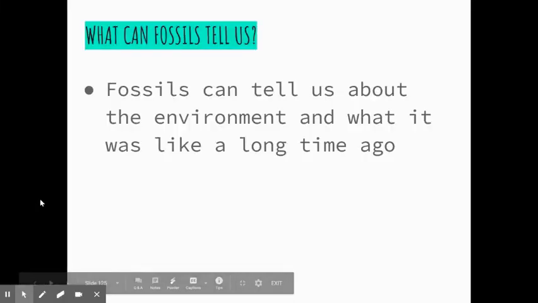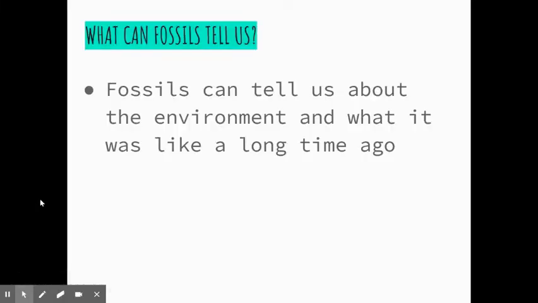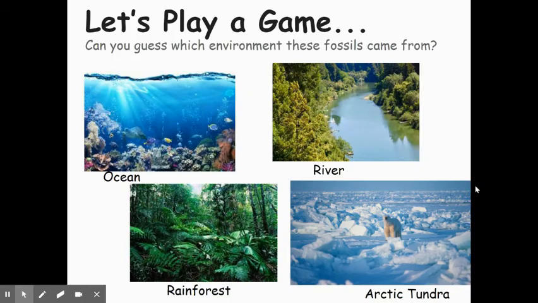Okay, so we have seen how animals have adapted over time and changed. But now we also want to talk about the environments and fossils. Fossils can tell us about the environment and what it was like a long time ago. So let's play a game. Can you guess which environment these fossils came from?